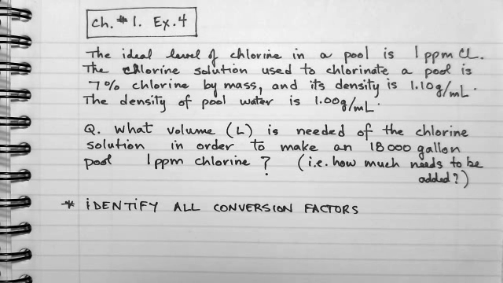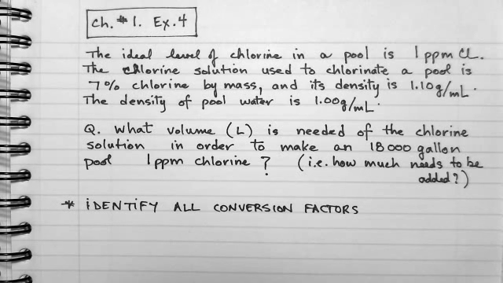And so what we have here is a pool, and we have to chlorinate the pool. We have to add some chlorine to it. The chlorine that we're adding is in the form of a solution. So let's read it. The ideal level of chlorine in a pool is 1 ppm chlorine. ppm, folks, stands for part per million, so more on that in a second. The chlorine solution used to chlorinate the pool is 7% chlorine by mass, and its density is 1.10 grams per mil. The density of pool water is 1.00 grams per mil.